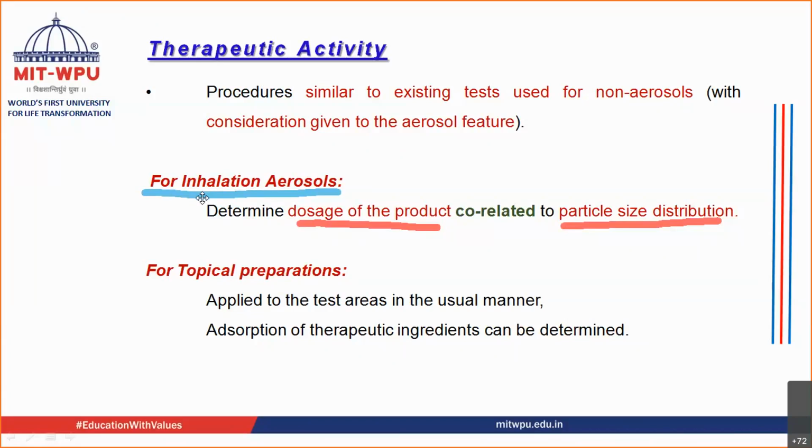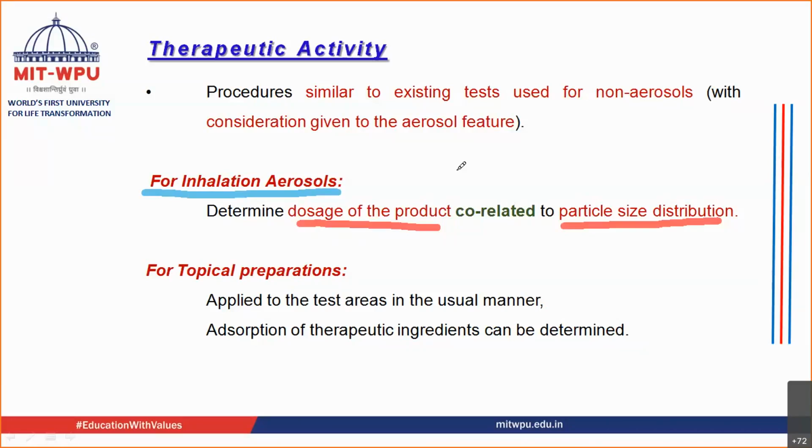Another method which is carried out for non-aerosols can also be carried out where you can give these aerosols to the patient, you can withdraw samples of the blood, and you can check the presence of the drug inside the blood level, inside the serum level. That can also be done. Secondly, you can test the urine of the patient, and you can check if the metabolites are present inside the urine.